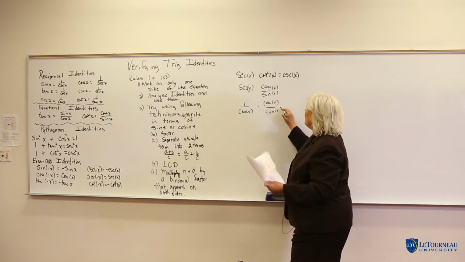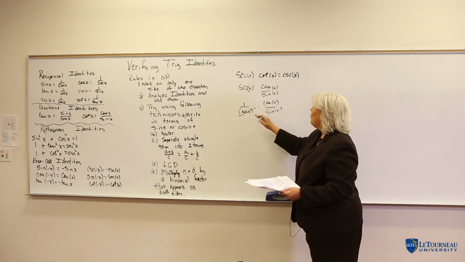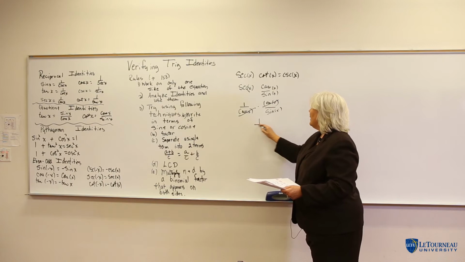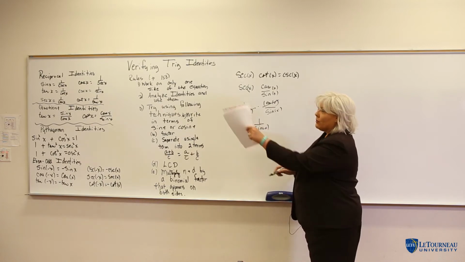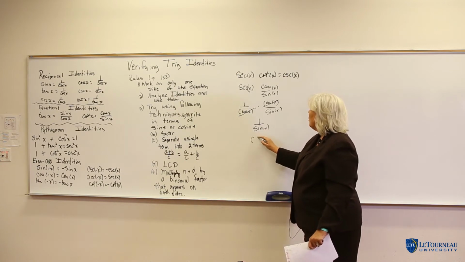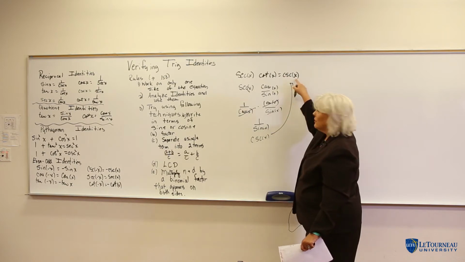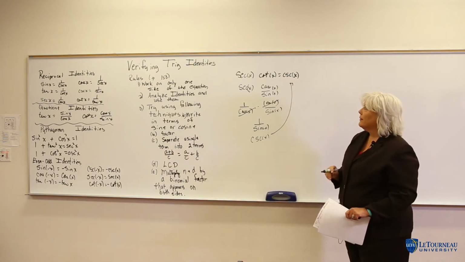And at this point, we've already used all the trig we're going to use. At this point, we're using algebra. That one cancels with that. That leaves me with 1 over sine x. Then I'm going to use my reciprocal identities again. 1 over sine x is the same thing as cosecant x. And I have verified this. This side is equal to that side. That is verifying an identity.